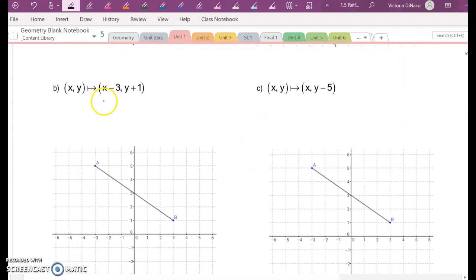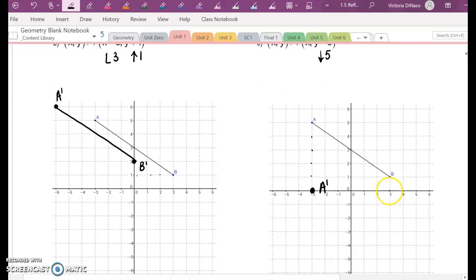For this next one, I'm going left 3 and up 1. So do each point separately. 1, 2, 3, up 1. Here's A prime. And we have 1, 2, 3, up 1. Here's B prime. And then for this next one, letter C, I'm only going down 5. I'm going to go 1, 2, 3, 4, 5. A prime. B, 1, 2, 3, 4, 5. And there's B prime.